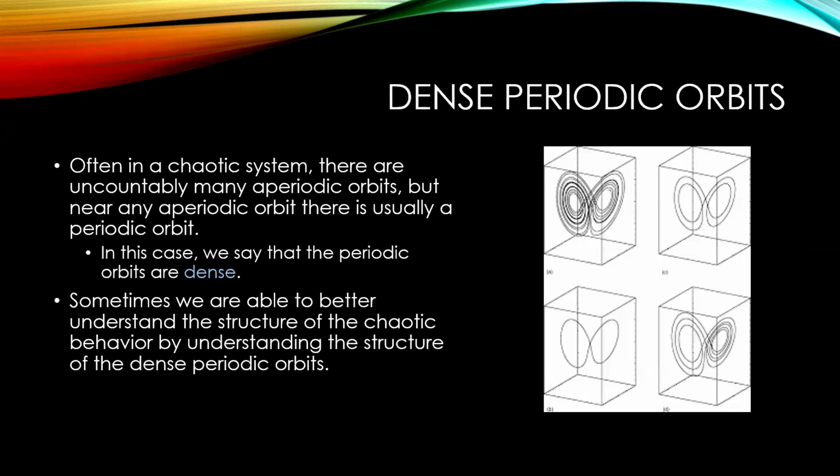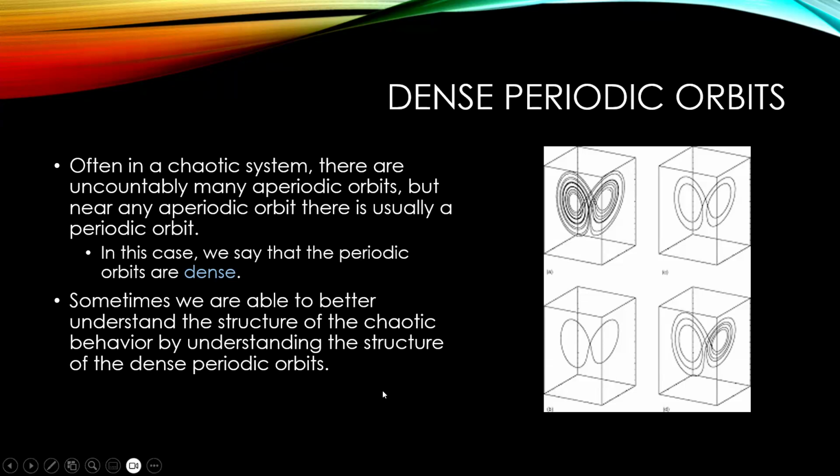Our last big one is dense periodic orbits. And so often in a chaotic system, there are uncountably many aperiodic orbits. But near any aperiodic orbit, there's usually going to be a periodic orbit. In this case, we say that periodic orbits are dense. The idea that you are always really close to something periodic, but if you're on an aperiodic orbit, you're never going to hit that repeated behavior.